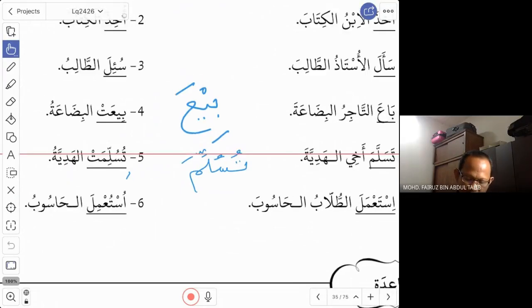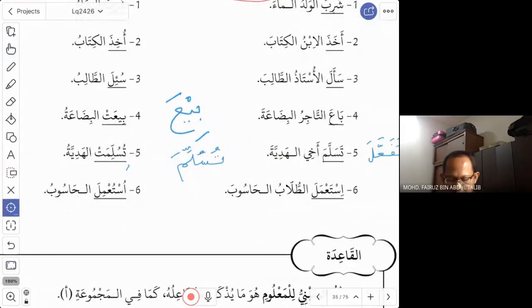And the last sentence: ista'mala tullabul hasuba. Ista'mala means use. Ista'mala tullab al-hasub. So the students use computers. Computer is hasub. So the students use computers. Now we want to say the computer was used. We remove the word tullab. We use the passive voice. The computer was used. So what happens to the fi'il ista'mala?